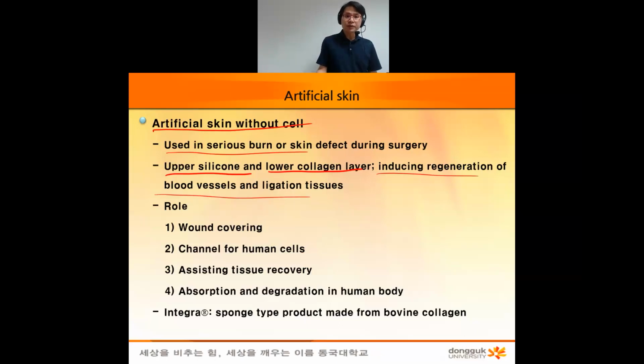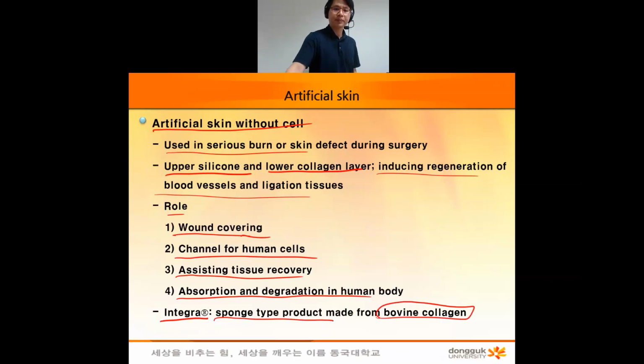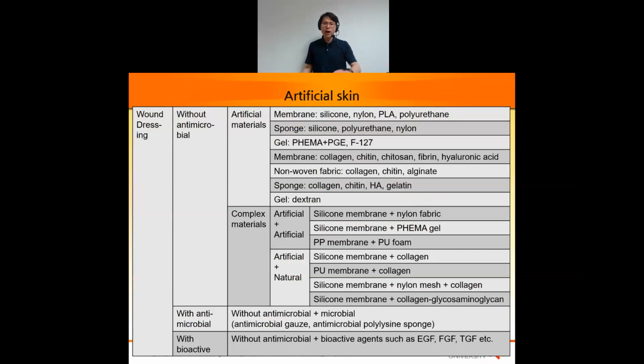The role of artificial skin without cells are wound covering. It acts as a channel for human cells, and it assists tissue recovery, and it is absorbed and degraded in human body. Integra is one of the examples. It's a sponge type product made from bovine collagen. And these are a wide variety of artificial skins.